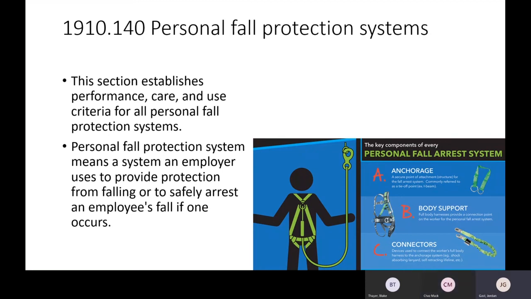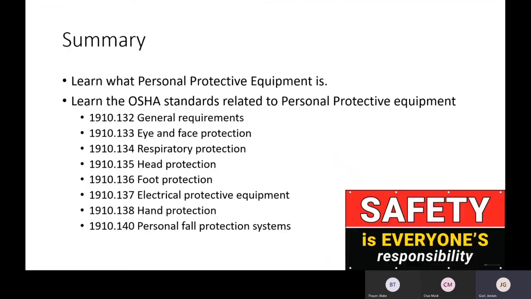1910.140, Personal Fall Protection Systems. This section establishes performance, care, and use criteria for all personal fall protection systems. Personal fall protection systems means a system an employer uses to provide protection from falling or to safely arrest an employee's fall if one occurs.